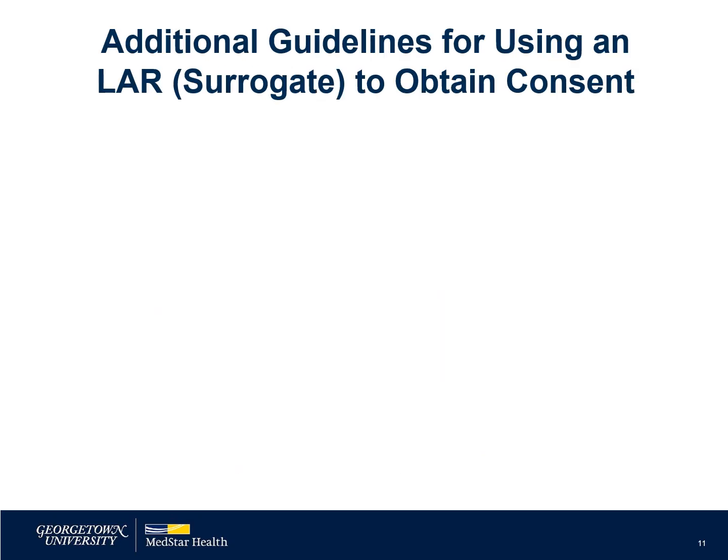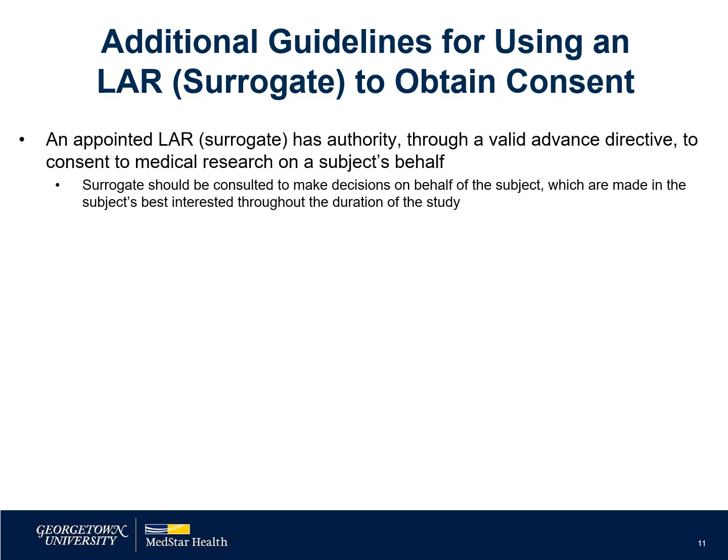In addition to following the informed consent process outlined in Procedure MG-O-401, the following are some additional considerations when obtaining consent from a surrogate. If the person has formally designated someone as having medical decision-making authority on their behalf through a valid advance directive, the appointed surrogate has authority to consent to the medical research on the person's behalf if the person is not able to consent for themselves. The surrogate should be consulted to make decisions on behalf of the subject and assure that any such decisions are in the subject's best interest throughout the duration of the subject's participation in the clinical research.